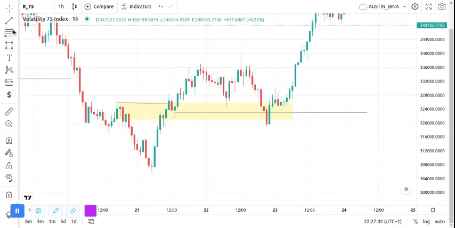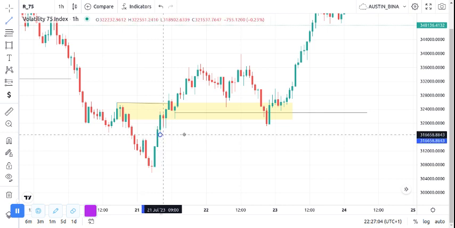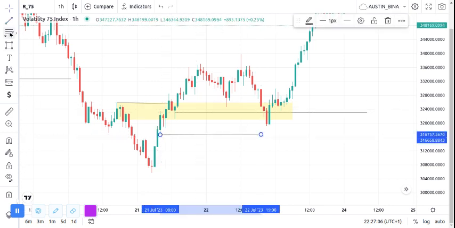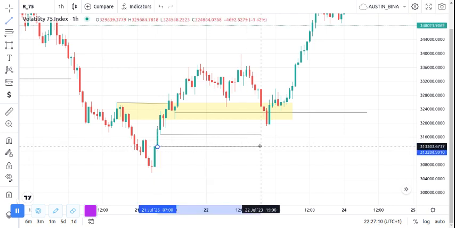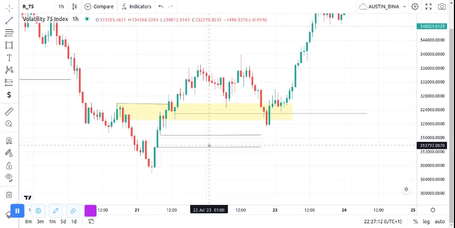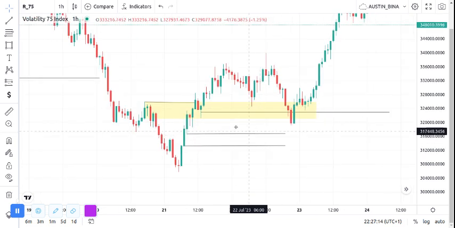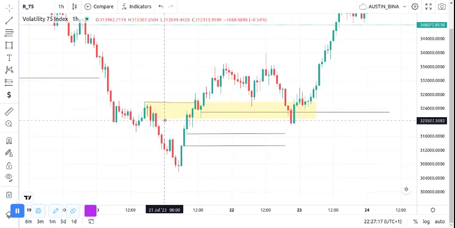We have a fair value gap here, but look at what happened. Price never came back to the fair value gap. So that's why we have three. Whichever of them you see, you can take your entry anywhere. But for me, I love taking my entry at the breaker block or mitigation block.